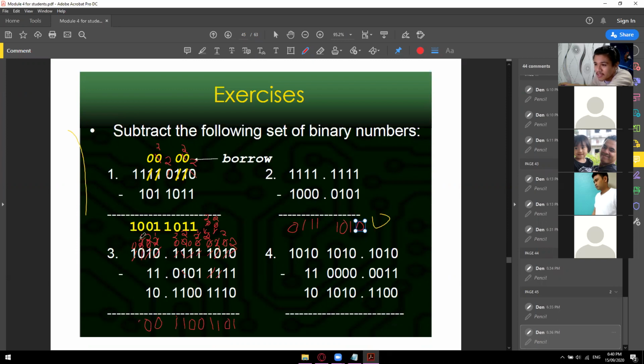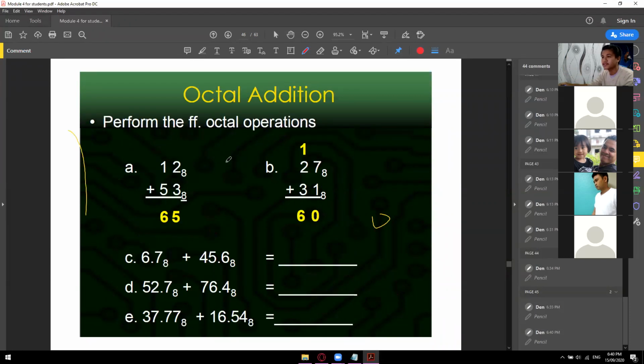Oops. Ito, meron natira dito. 1, sir. And then 0 na to. So the answer number 3 is 1, 1, 0, 1, 1, 0, 1. Okay, so ganun lang naman. Ang nakakagulo lang dito is kapag sobrang dami yung borrow, nagbaro-baro tayo, so medyo magulo na to. Mas maganda to kapag paper. Okay, so number 4, iwanan ko na to as your part of practice assignment. Alright, so next one.